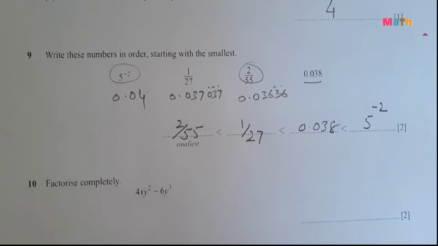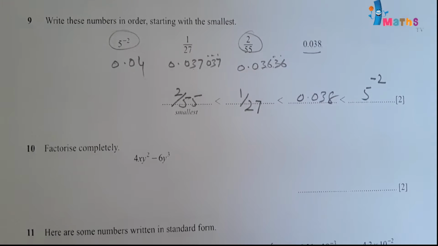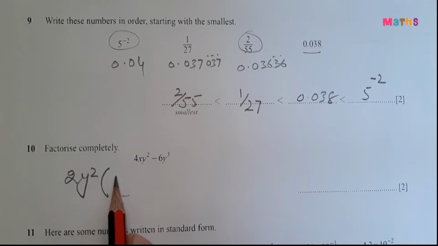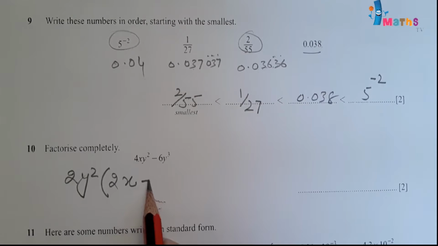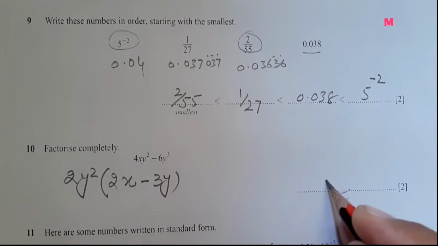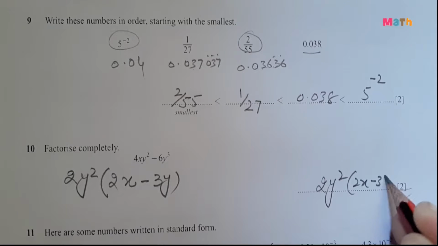Question number 10. Factorize completely. We have to factorize this one. We'll check what is common in this one. So 2 is common and y squared is also common. So the bracket will be 2x minus 3y. So 2y squared into 2x minus 3y. This will be our answer.